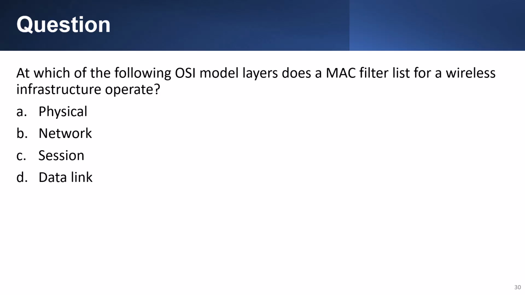Question. Which of the following OSI model layers does a MAC filter list for the wireless infrastructure operate at? Answer: data link.